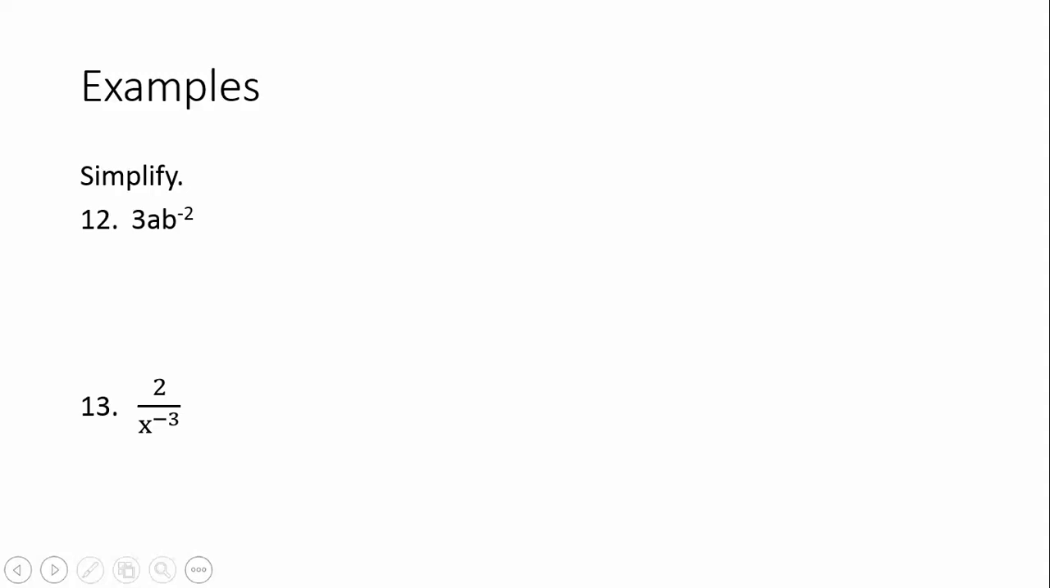If you'd like to pause the video and try these next two examples on your own, we have 3ab to the negative second. The b is being raised to the negative second power, so that's what we're moving down to the denominator, leaving the 3 and the a in the numerator. So we get 3a over b squared.